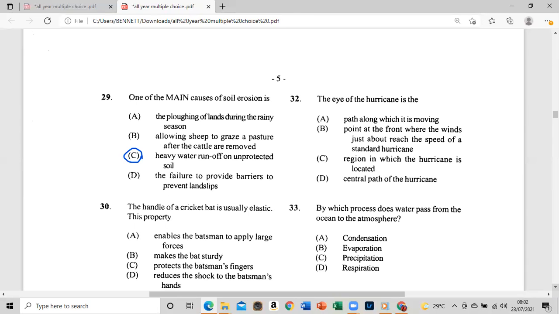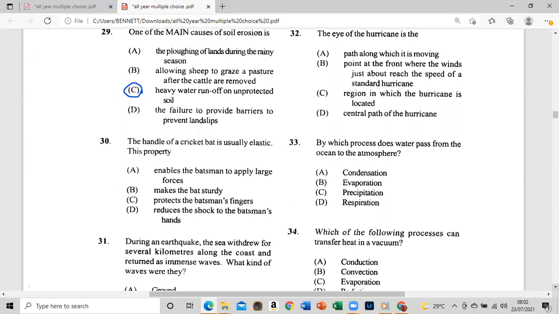Alright, 30. The handle of a cricket bat is usually elastic. This property, when it's elastic, what happens? Is it A, enables the batsman to apply a large force? Or B, makes the bat sturdy? Or C, protects the batsman's fingers? Or D, reduces the shock to the batsman's hand?